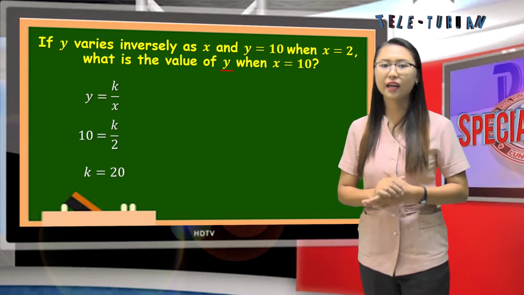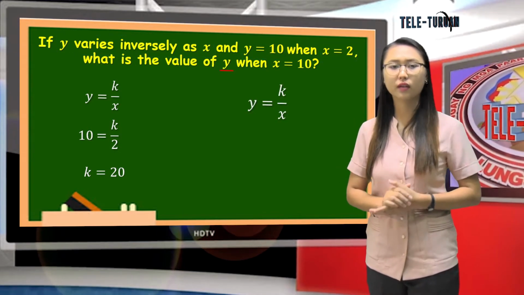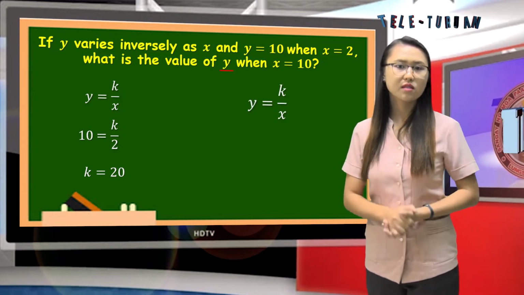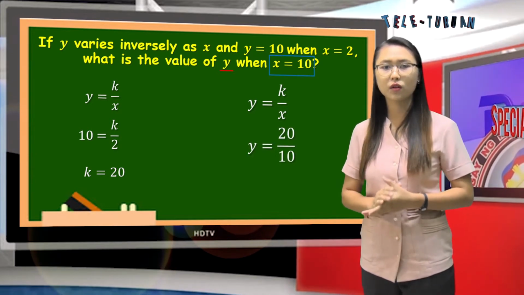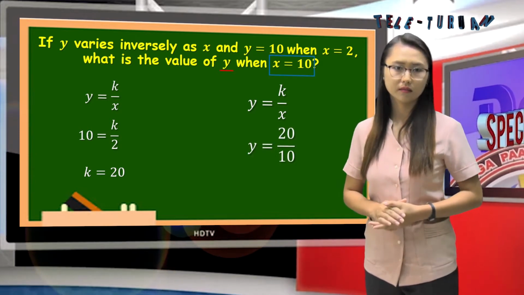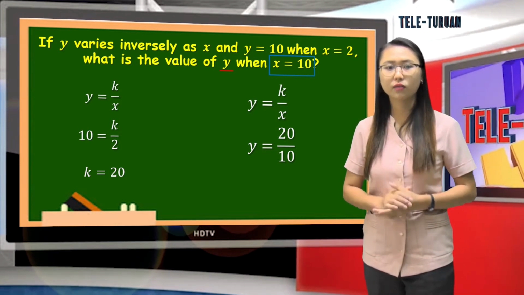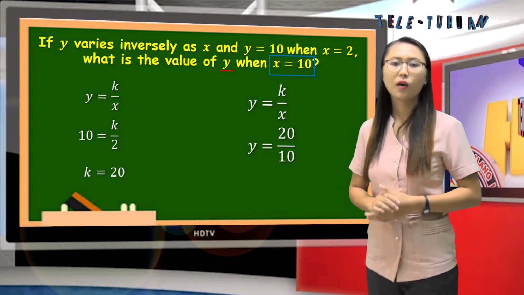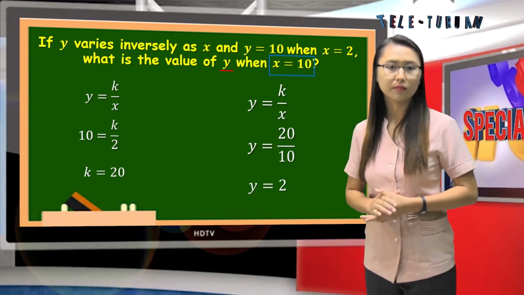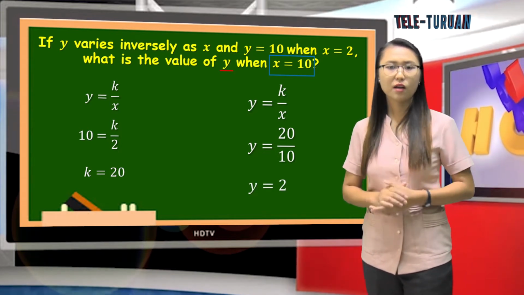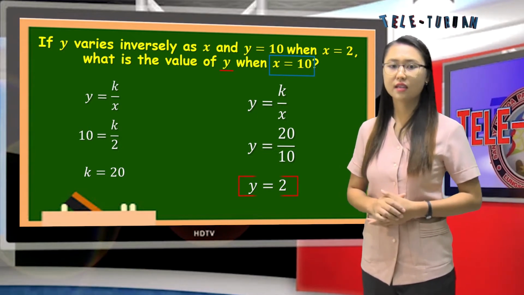Now, using again the equation y is equal to k over x, substitute the constant of variation and the second value of x to solve for the value of y. We have y is equal to 20 over 10. When we simplify, the value of y will become 2. Therefore, the value of y is 2 when x is 10.